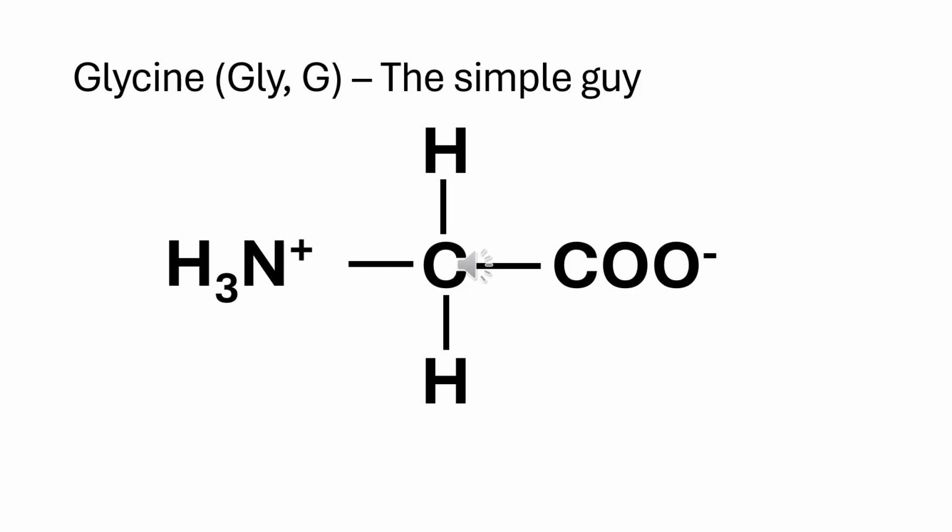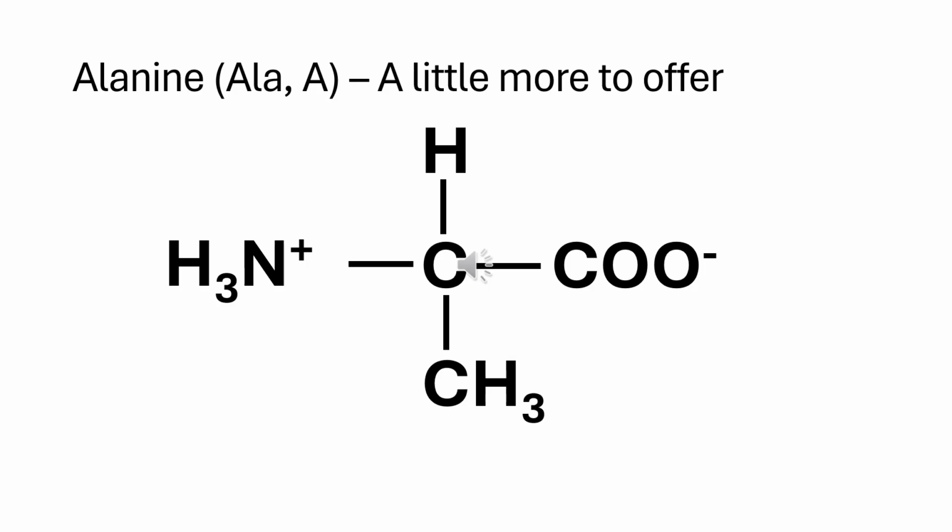I'm going to tell little stories about these amino acids, so hopefully it'll help to remember their structure and their properties. You just have to have 2 or 3 key words for each amino acid that will help you remember the story. So let's start with glycine. I like to call him glycine. He's the simple guy. He just has an H. Next up is alanine. I like to call him a little more to offer. So instead of just a hydrogen, he has a CH3, a methyl group.